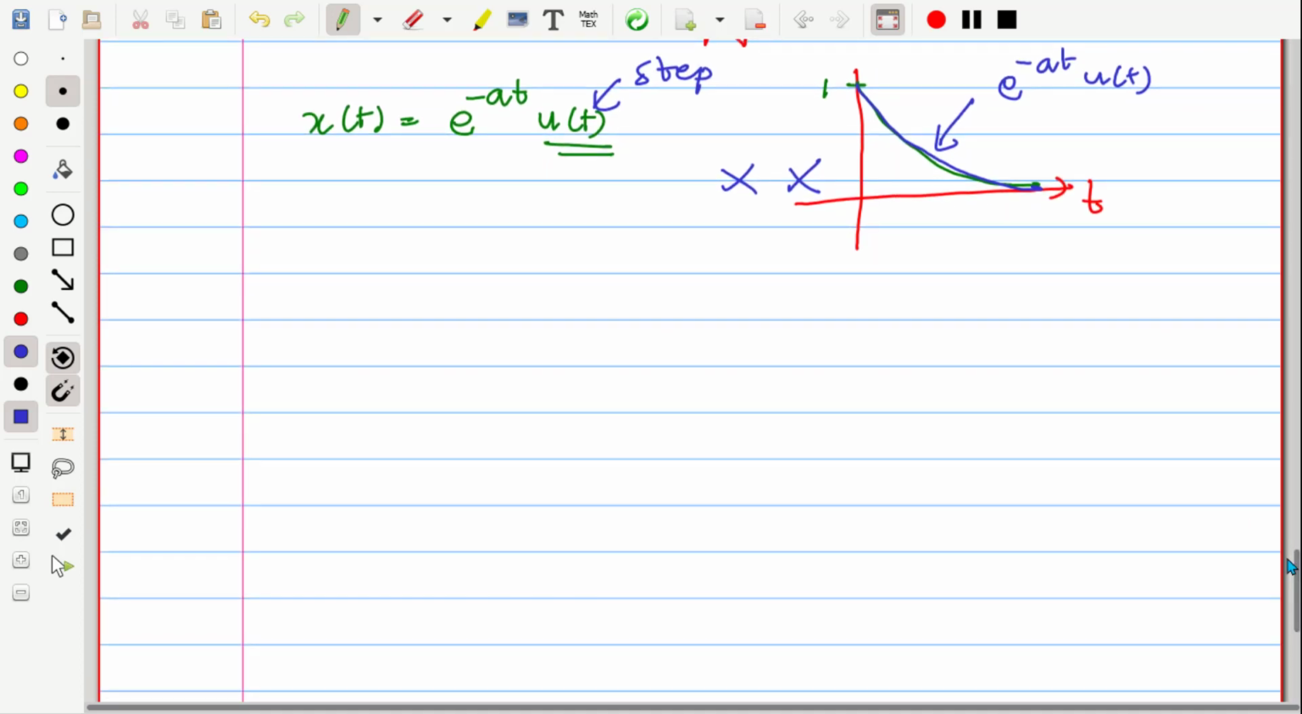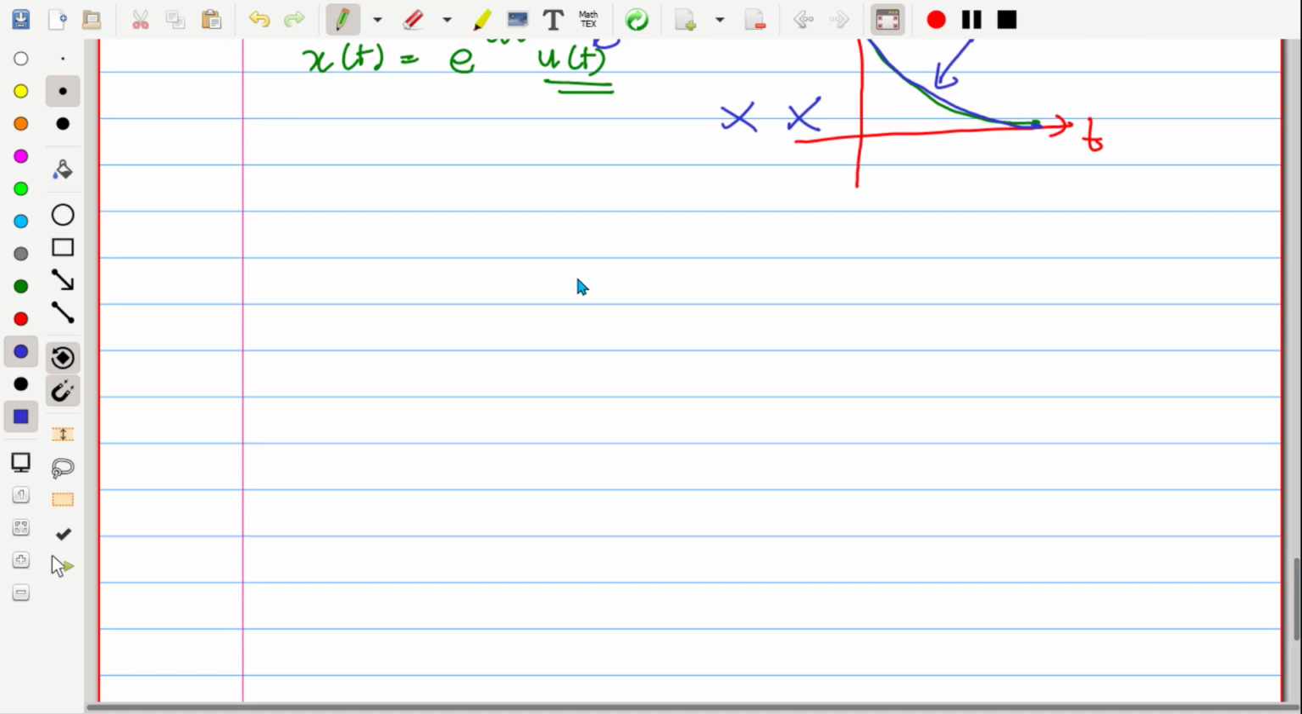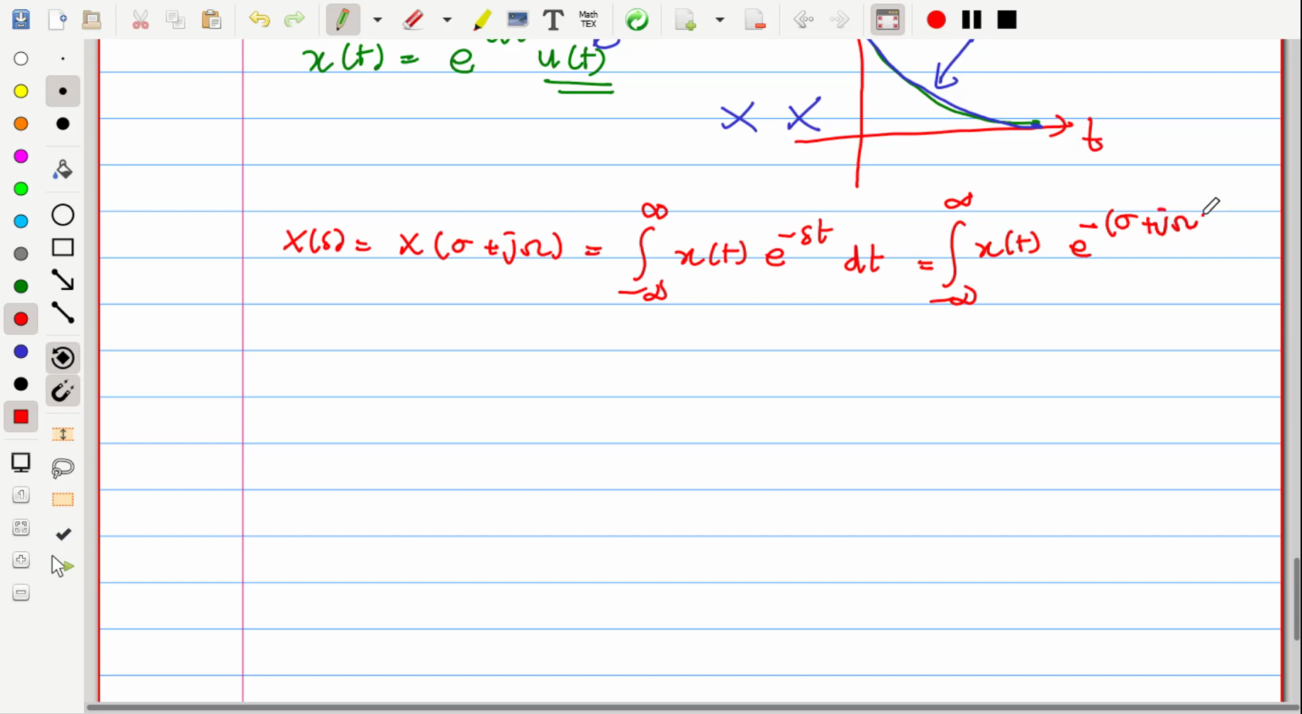This can be done very quickly. I am just going to do the Laplace transform of this signal. Watch it carefully. This is the fundamental Laplace transform equation, integral from minus infinity to plus infinity of x of t into e power minus st dt. Instead of s, I am representing it as sigma plus j omega in this equation, so this can also be written like this. Now we are going to substitute our x of t, that is e power minus at u of t, into this equation. So we will get it like this.